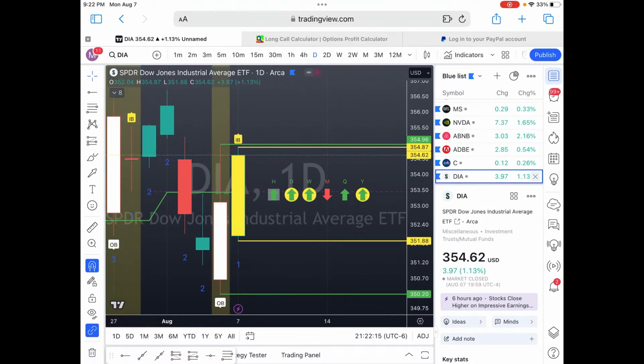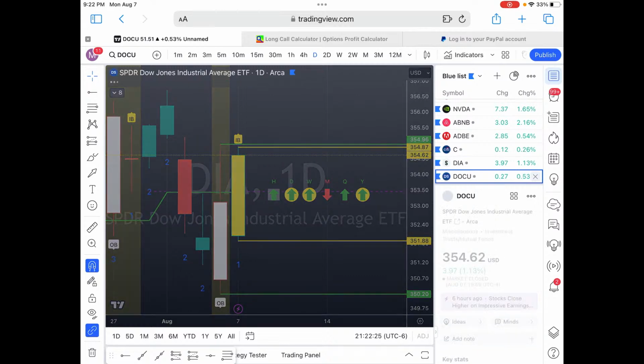3-1 setup again on the diamonds. I really like DIA just like I like SPY. So this is something that I would look at for tomorrow as well. Calls at 354.87, puts at 351.88.